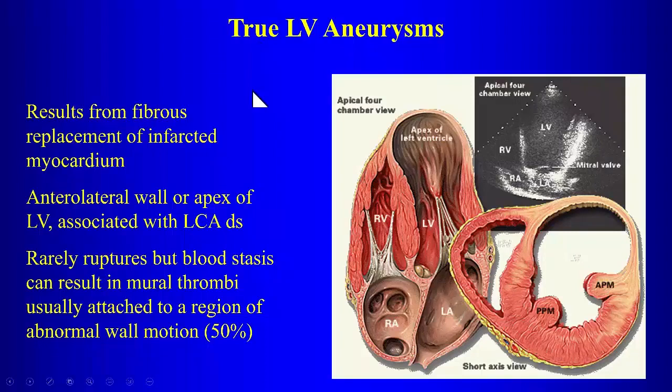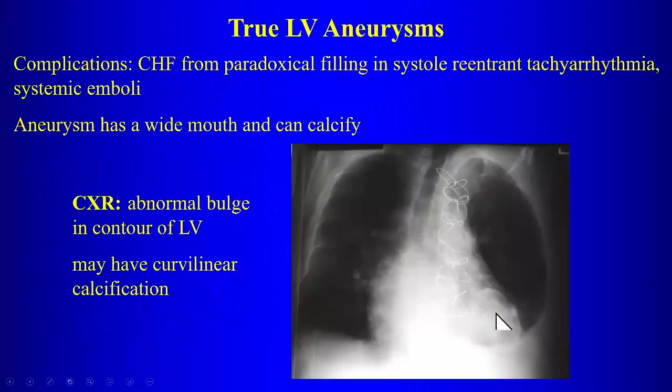So with true ventricular aneurysms, these result from fibrous replacement of infarcted myocardium, most commonly along the anterolateral wall or apex of the left ventricle. They rarely rupture, but stasis of blood in these regions can result in thrombus formation, and of course you will have abnormal wall motion where you have the true aneurysm, usually dyskinesia. And so calcification or bulging in the region of the apex of the ventricle, which we can see on the plain film, is a typical finding associated with these true aneurysms.